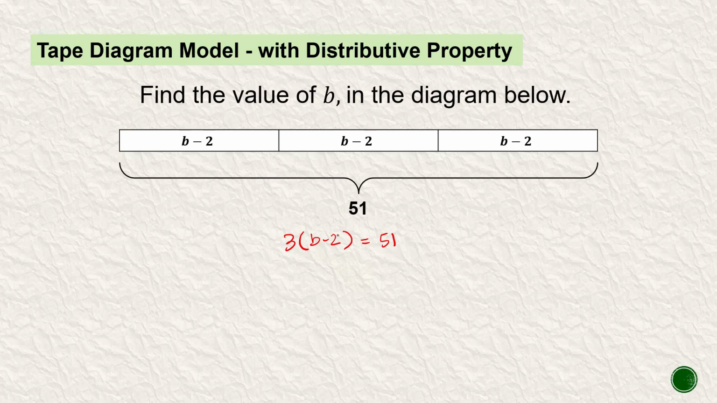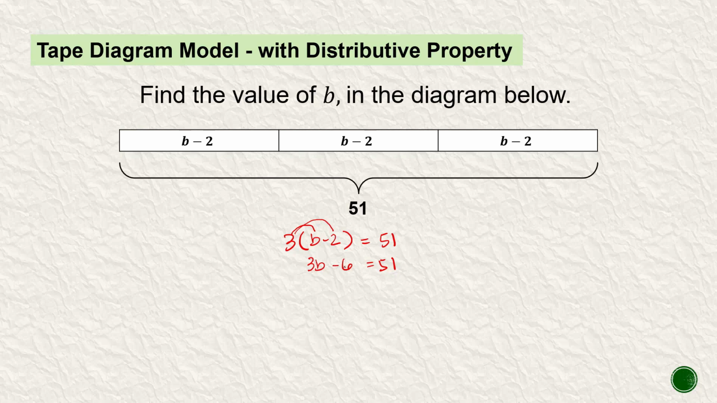Okay, so the next step after creating the equation is to distribute that 3 to b minus 2. So 3 times b is 3b, 3 times negative 2 is negative 6, equals 51. All right, and then of course we want to isolate that variable b on the left side.